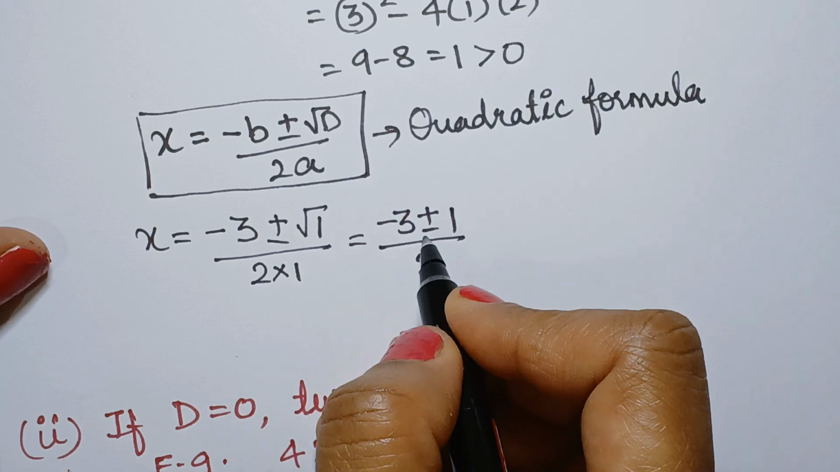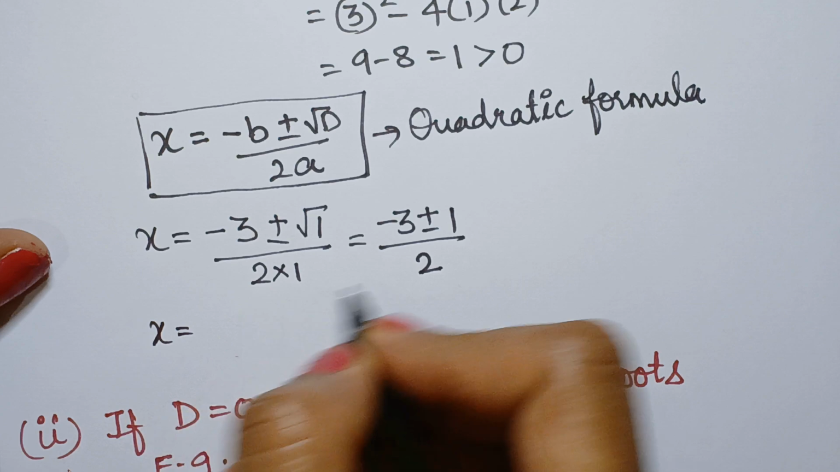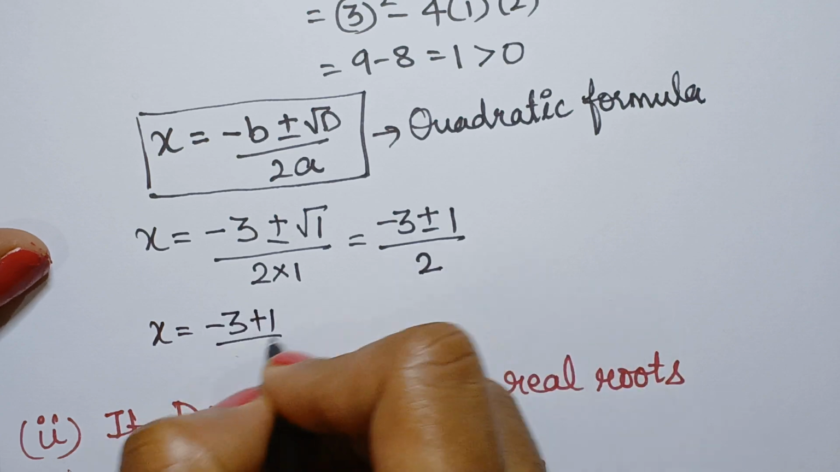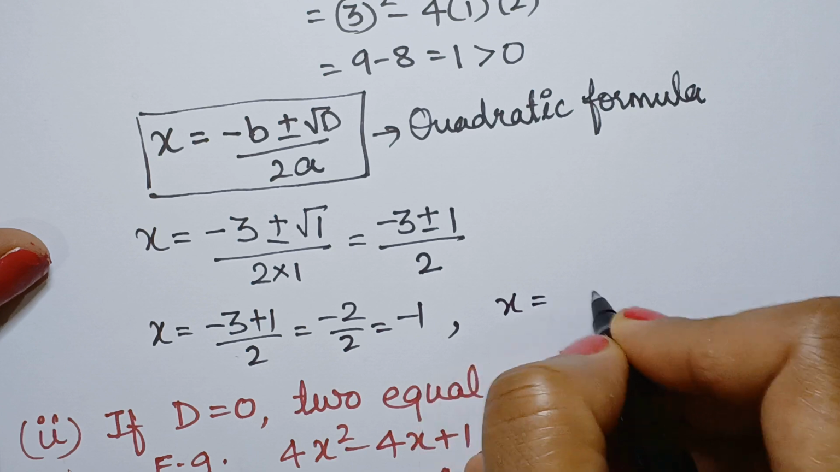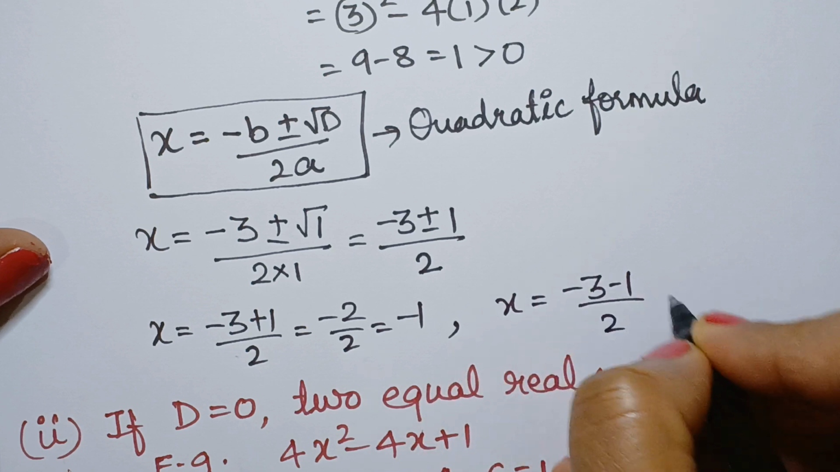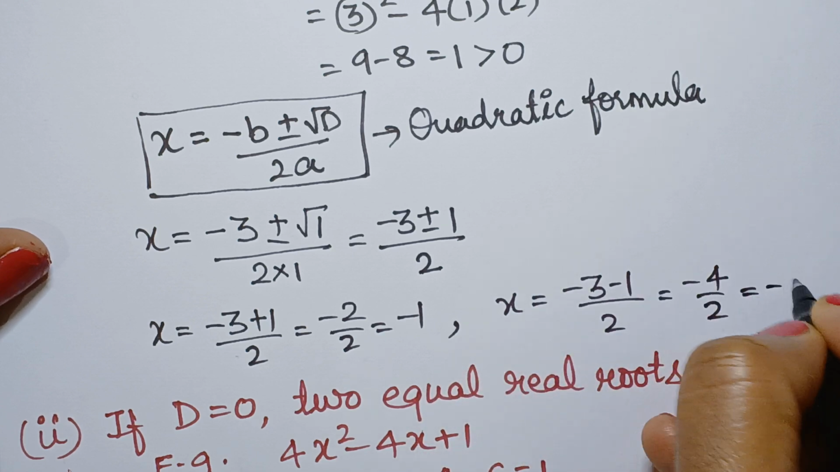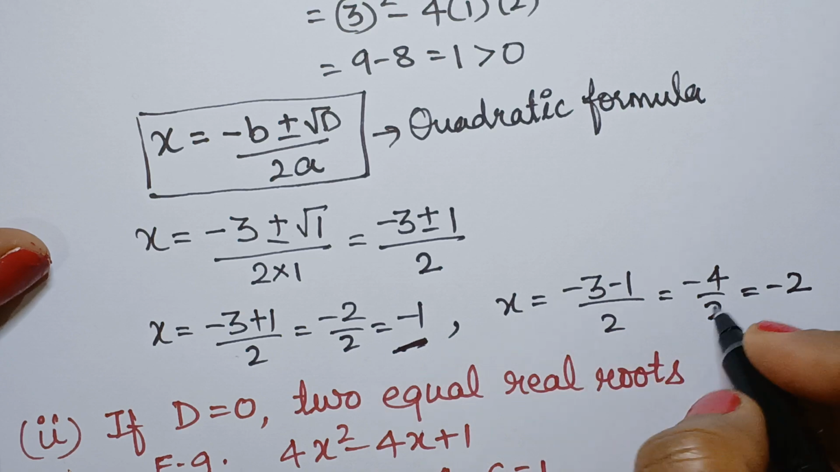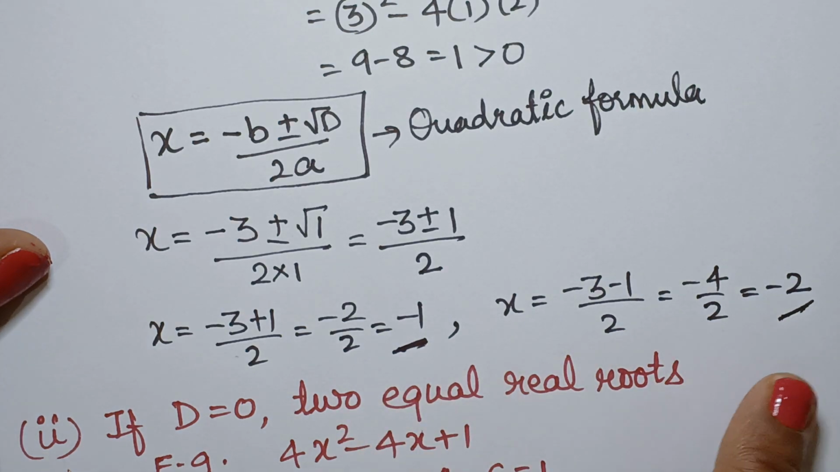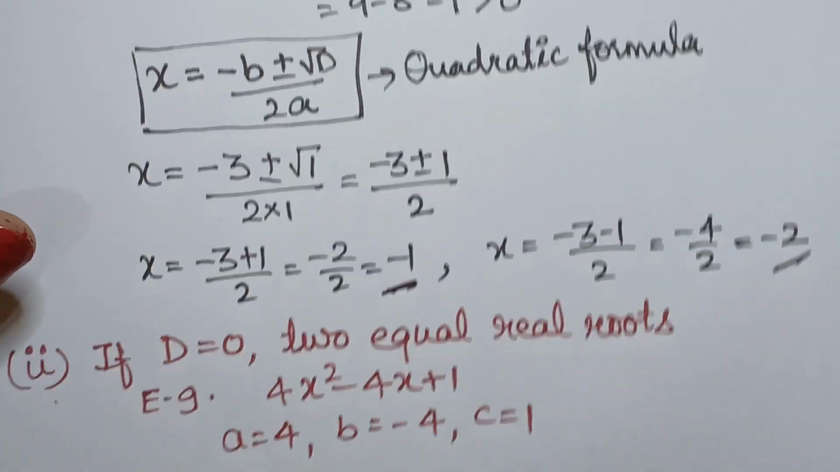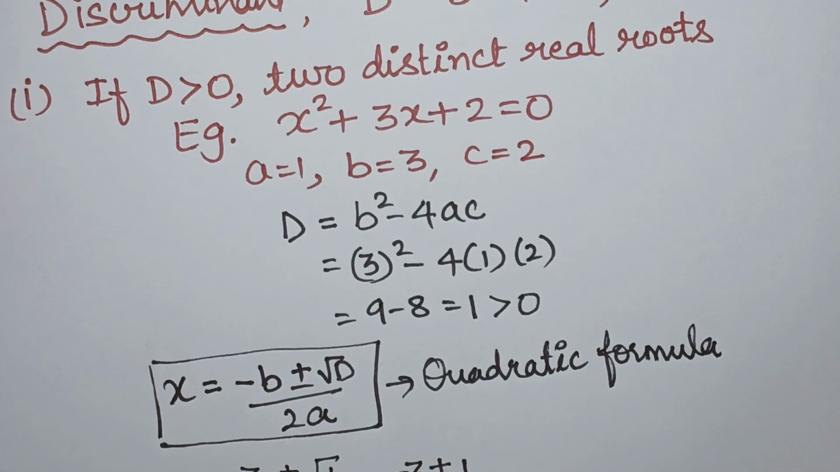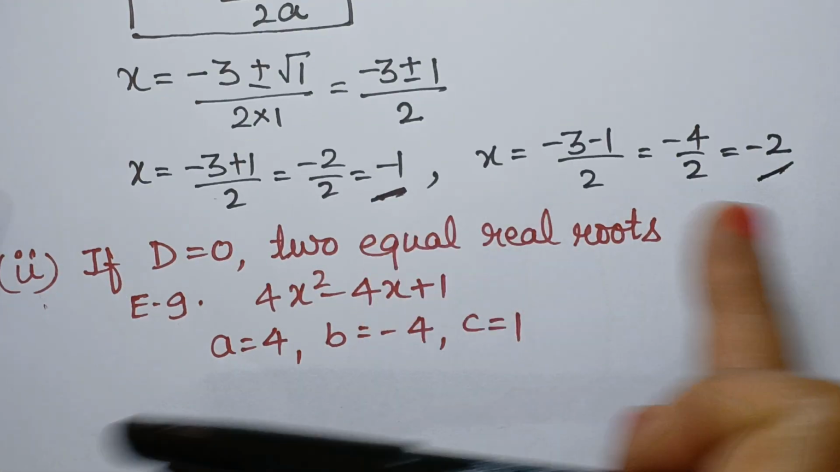So as plus minus is there, two values are there. Let us find those. First with plus, I will get minus 2 by 2, which is minus 1, and then with minus, minus 4 by 2, which is minus 2. So you can see that I have got two distinct real roots when D is greater than 0. So the first type is if D is greater than 0, I will get two distinct real roots.